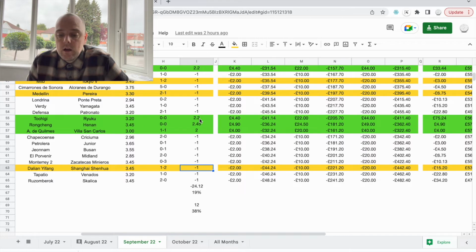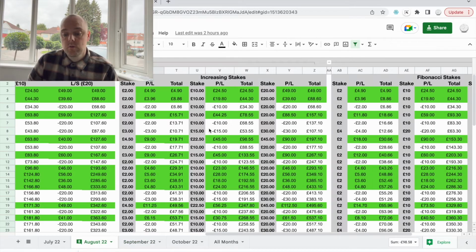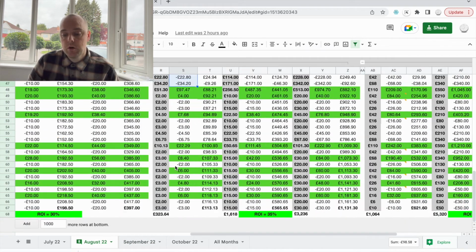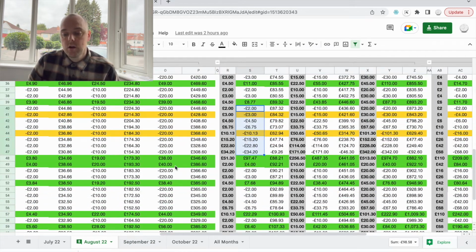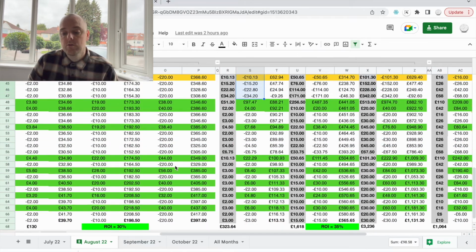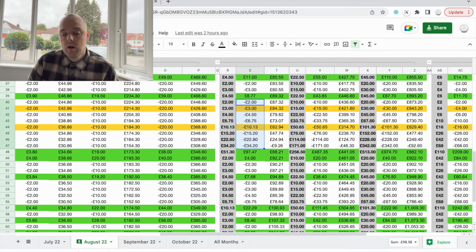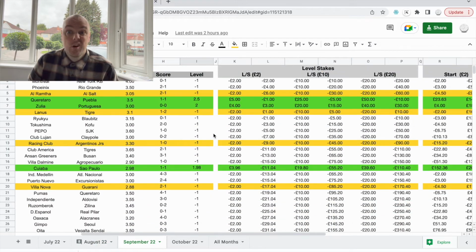And like I say, it's not me making excuses. It's pure facts that if you look at August, we only had two yellows on that spreadsheet. So two last minute goals that lost us money. And in September, we had 12. So, you know, it's a fact.